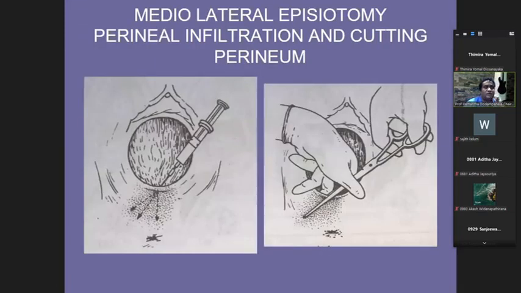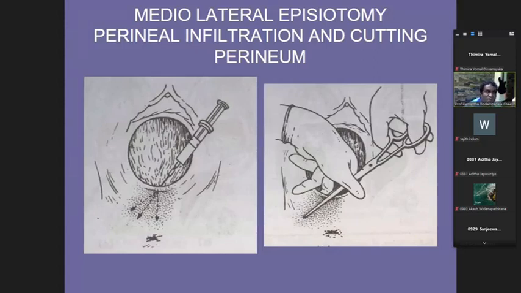Right, so this is how you do an episiotomy. You infiltrate the perineum and then make your cut. So this is how you infiltrate: inject, put the needle in and withdraw it to see whether you are inside a vein. If you are inside a vein, go deep or pull it a little up and withdraw again the syringe and see that the blood should not come in.